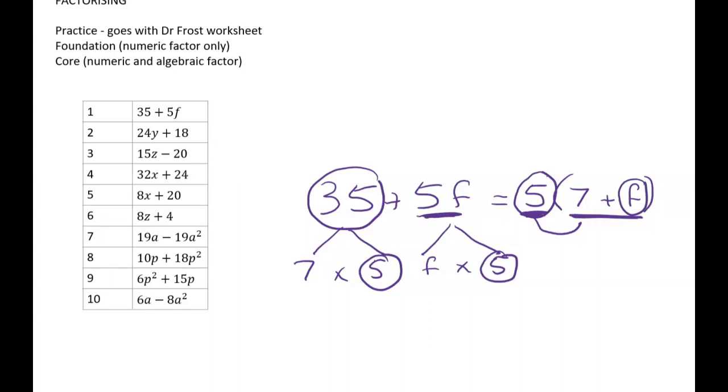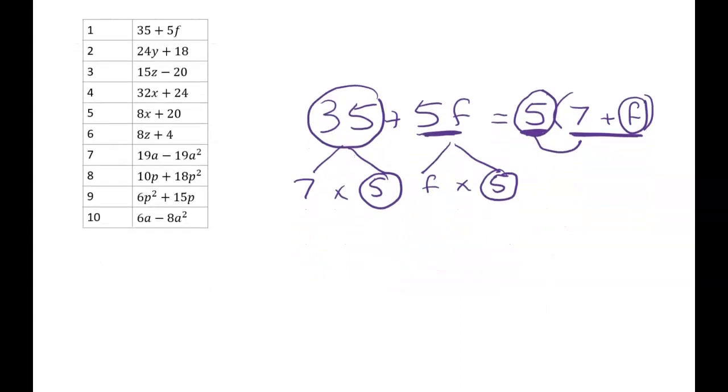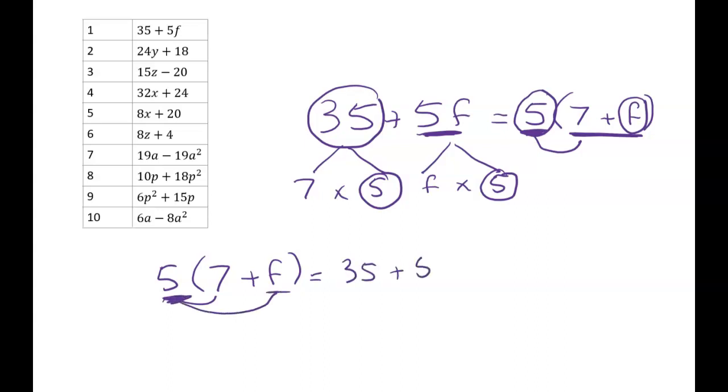So if you go and look on Google Classroom, I've done an even slower video than this one on factorising, where I just do a couple of examples like this. So let's check our answer by expanding it and seeing what we get. Well, when we expand this, we get 5 sevens, 35, plus 5 lots of f. All right, so that's the first one done.